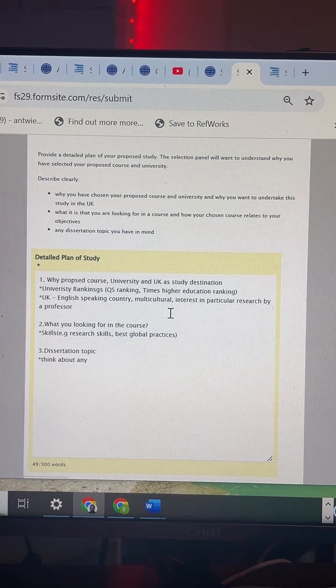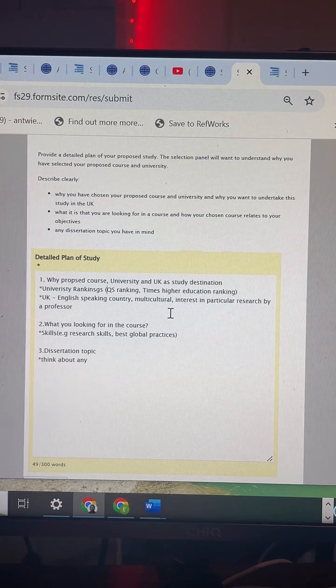And then maybe the reasons why you want to study in the UK could be that the UK speaks English. And so you don't want to find yourself in any other country speaking any language apart from English, which is going to be difficult for you. That's the reason why you are selecting the UK as your study destination. And then the UK is multicultural, and so your cultures and your beliefs will be accepted. So that's the reason why you are selecting the UK to be your study destination.